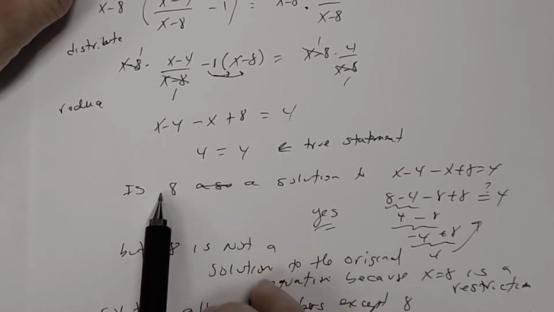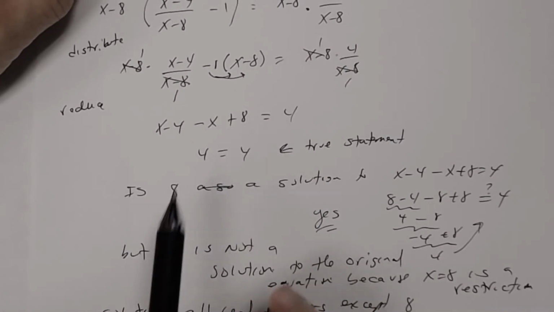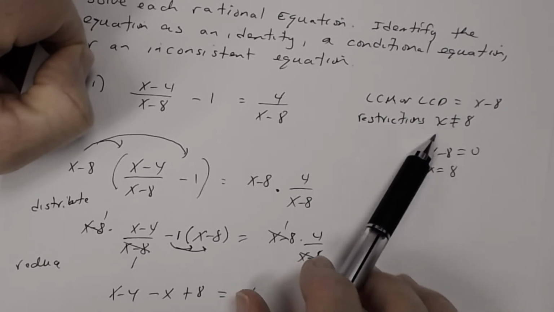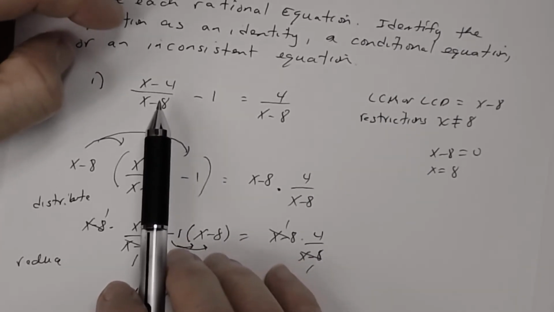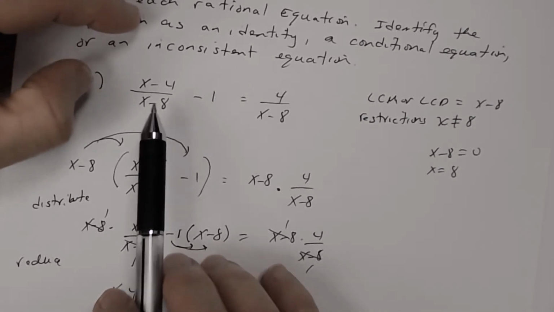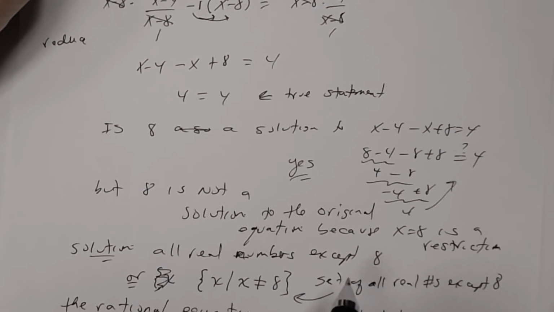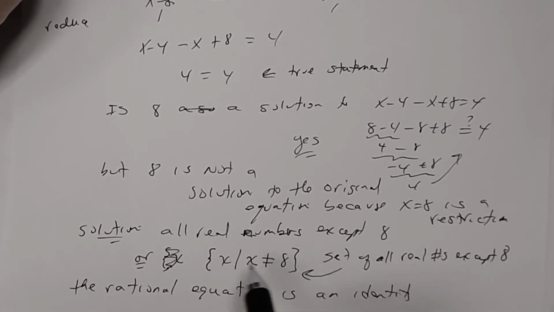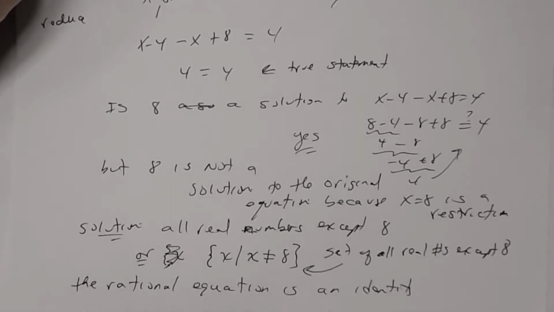That's why I asked you, is 8 a solution to this? The answer is yes. But is 8 a solution to this? The answer is no, because 8 makes my denominator 0. So the way we say the answer then is this: we don't say all real numbers, we say all real numbers except 8. That's how we say it in words, and then that's how you can say it in set notation. All right, so that was number 1.